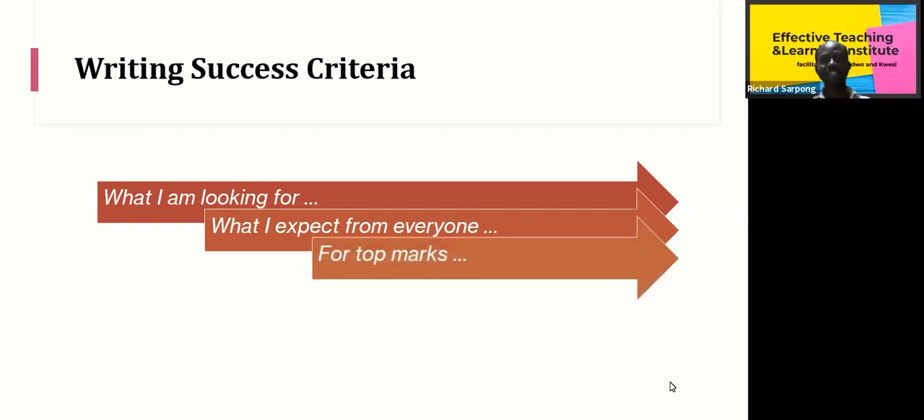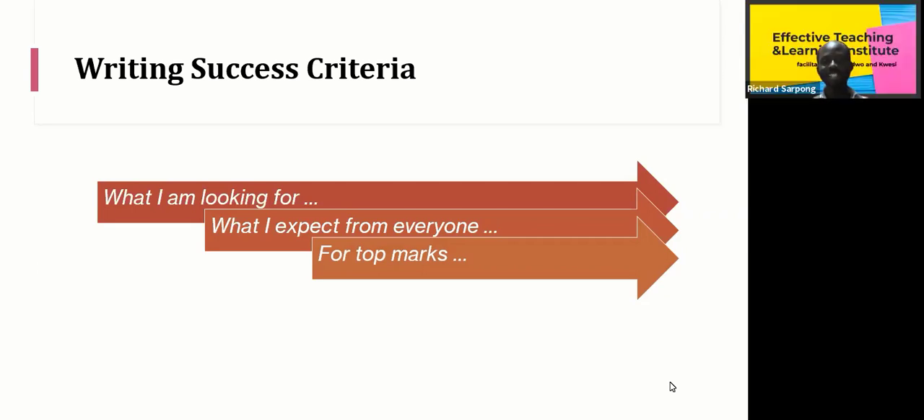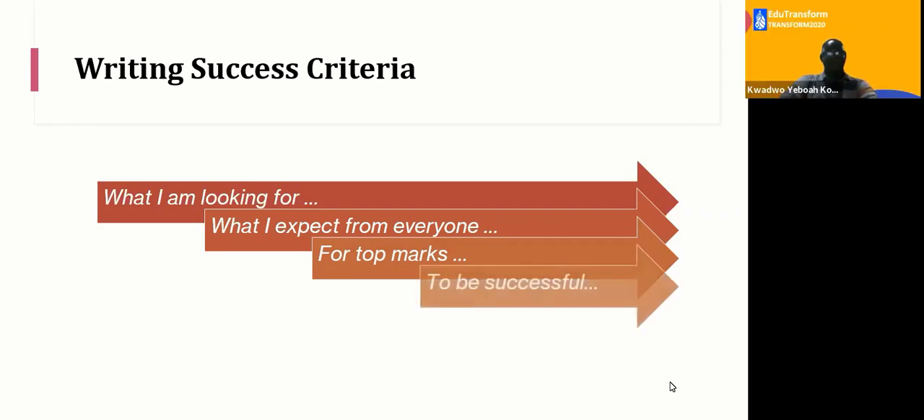And this will attract the attention of a number of students who are grade conscious. Like, so for a top grade, you have to do this to be able to earn a top grade.